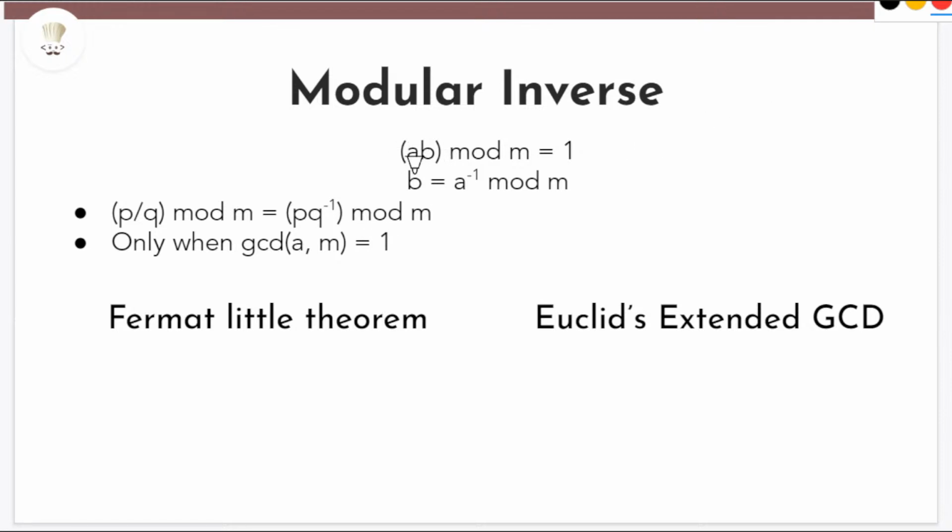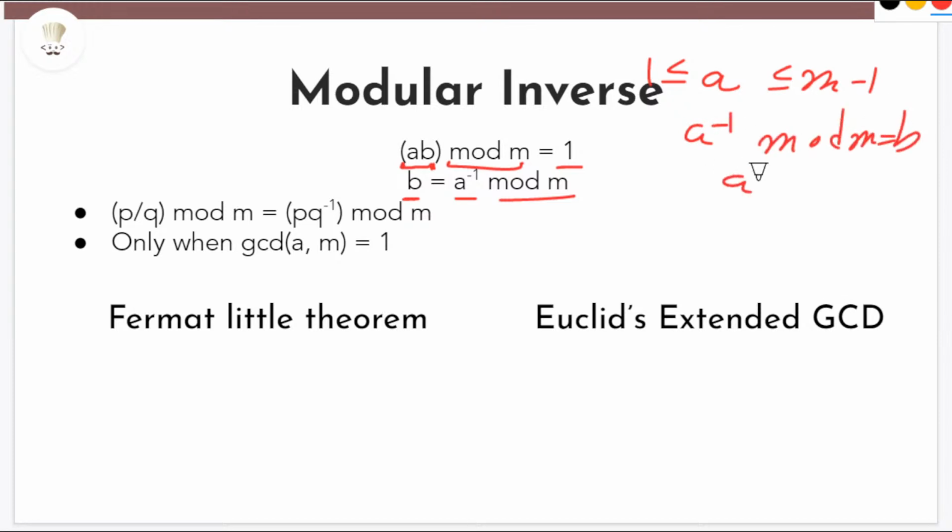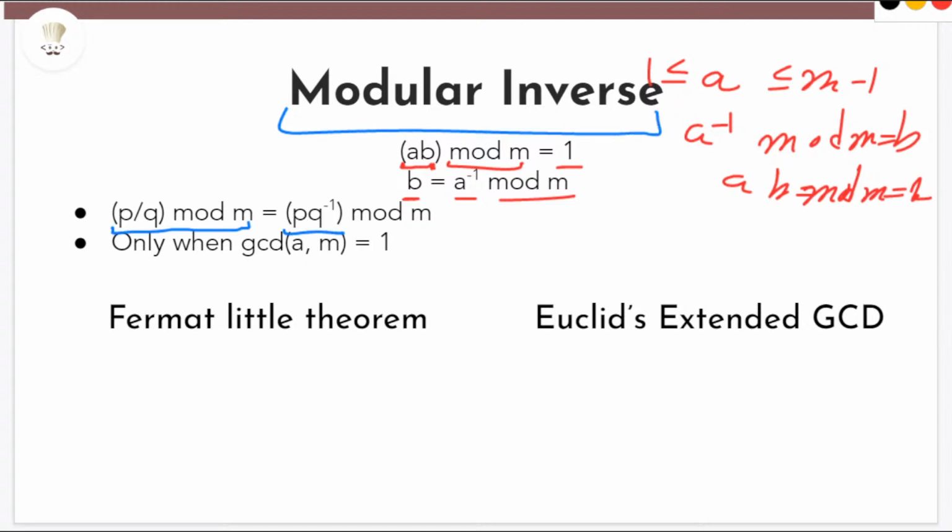What does modular inverse signify? If we have ab mod m is equal to 1, then we say that b is just a inverse mod m. Basically, for any a between 1 to m minus 1, a inverse mod m is such a number b such that a into b mod m is 1. We call this number the modular inverse of a modulo m. So using this modular inverse, we can define division as well. p by q mod m is just p into q inverse mod m.